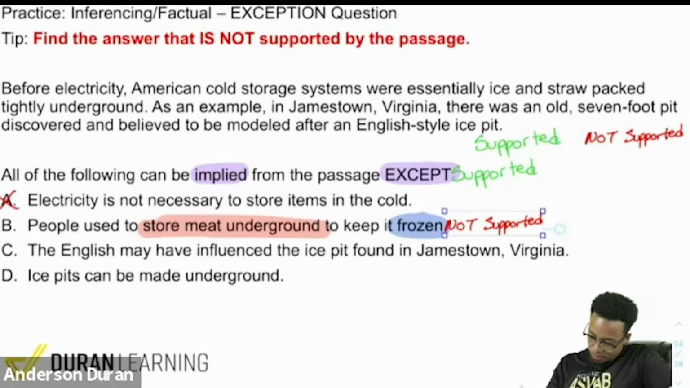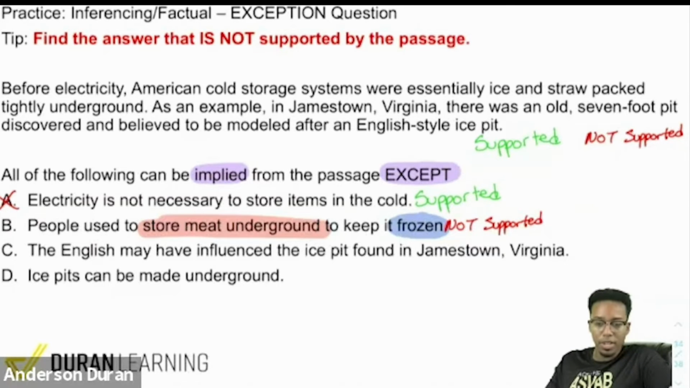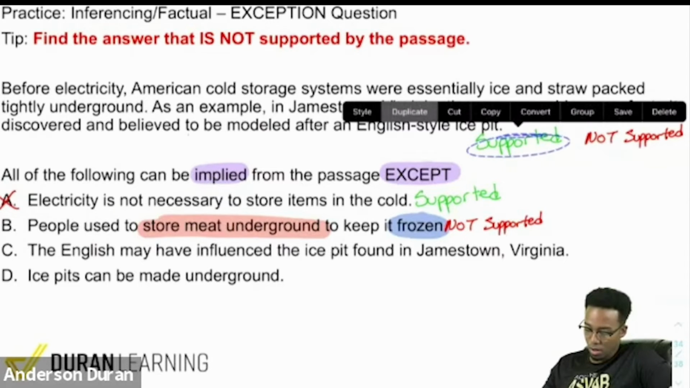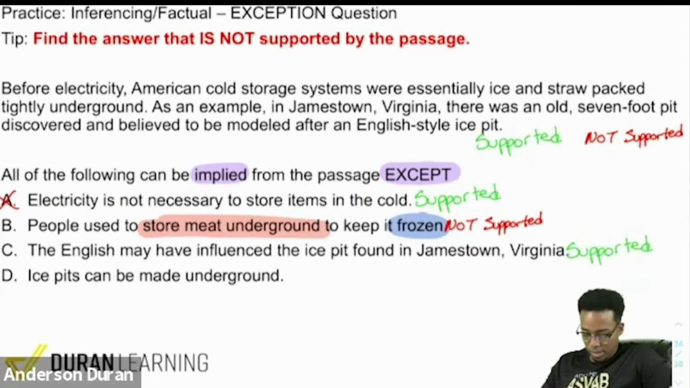Supported right there. And boom. So C, just to make sure we understand why C and D are incorrect. C, the English may have influenced the ice pit found in Jamestown, Virginia. As an example, in Jamestown, Virginia, there was an old 7-foot pit discovered and believed to be modeled after an English style ice pit. That's supported all the way.